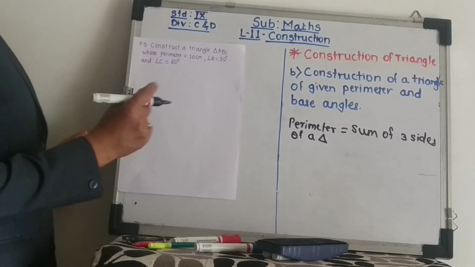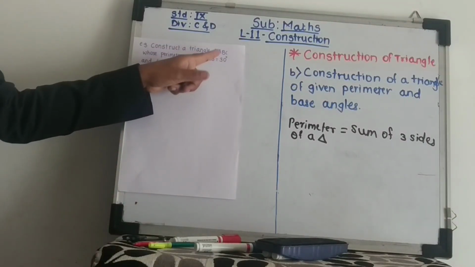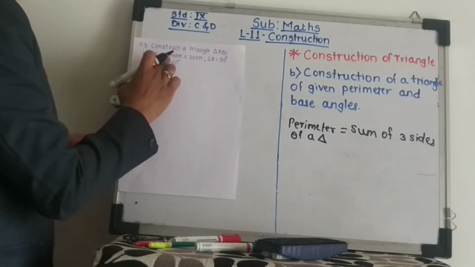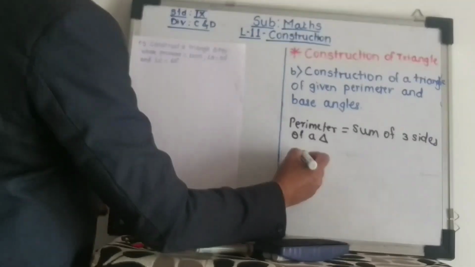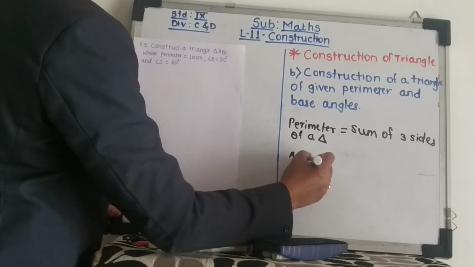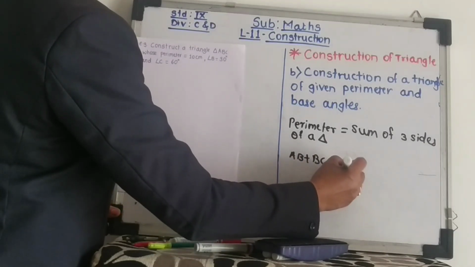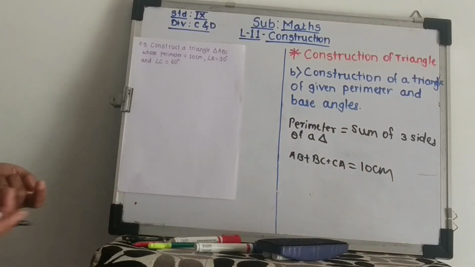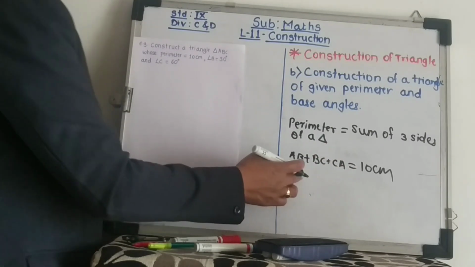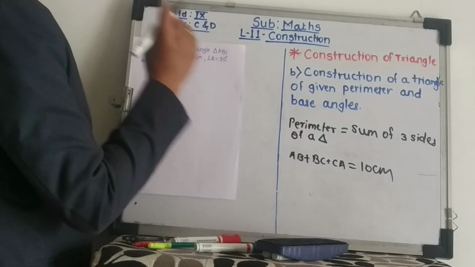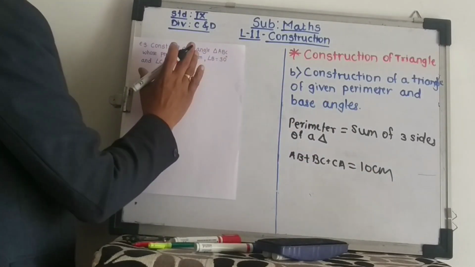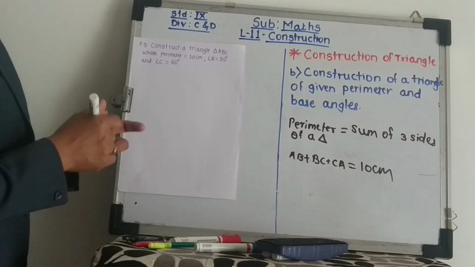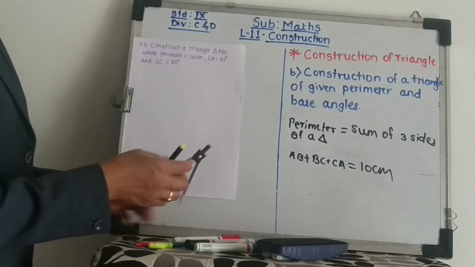So whenever a triangle is given, suppose now in this example a triangle ABC whose perimeter is 10 centimeter. Sometimes the word perimeter is used, or sometimes it may be shown like this: AB plus BC plus CA equals 10 centimeter. So this means this is nothing but a perimeter only. So we will construct that triangle with the help of the given information. Let us see how to construct this triangle.